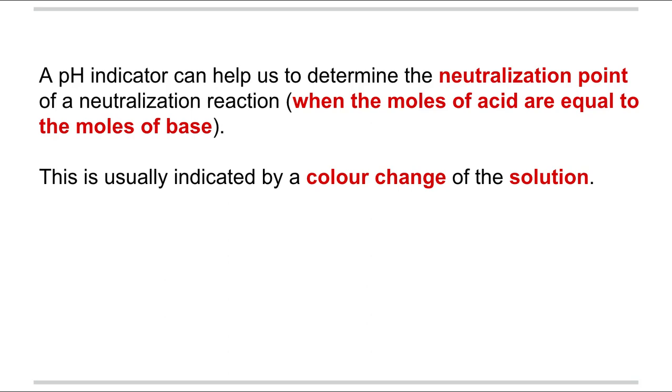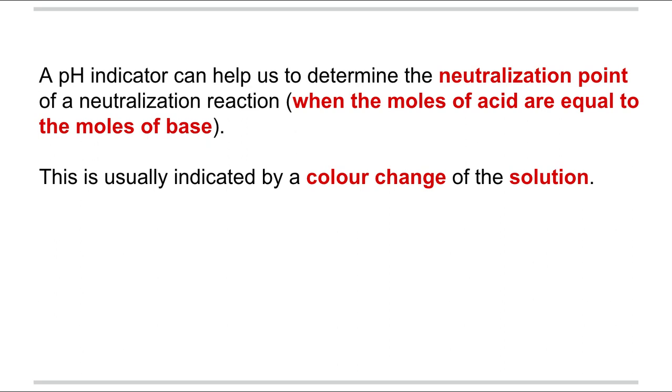Now, one more final thing. So we can use that pH indicator to tell us when we have hit a neutralization point. And the reason we can do this is because when you have a neutralization reaction, the moles of the acid are going to be equal to the moles of the base. If you remember from previous videos, that is when we're going to hit that neutralization.